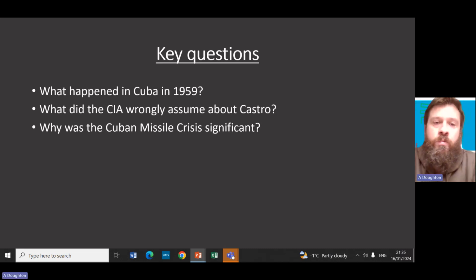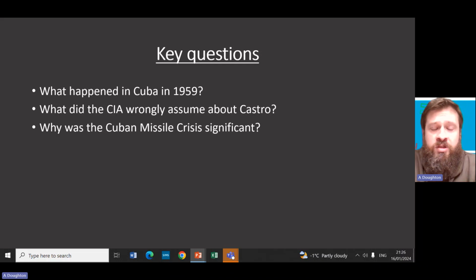So what happened in Cuba in 1959? There was a communist revolution and Fidel Castro took over. Remember, it's very close to America, so this would have concerned them. What did the CIA wrongly assume about Castro? They thought he was unpopular. This was wrong. There was no popular support for a Bay of Pigs invasion.